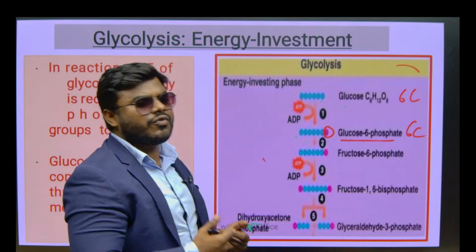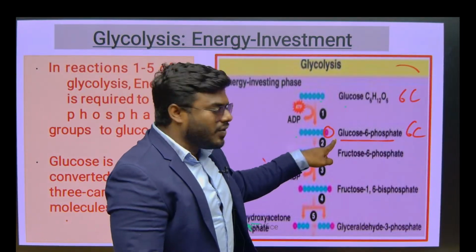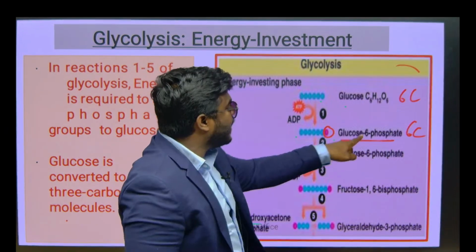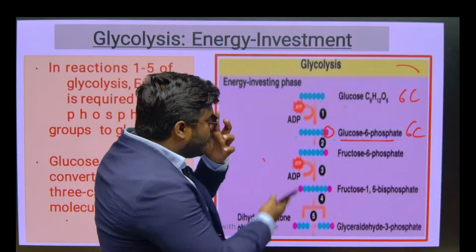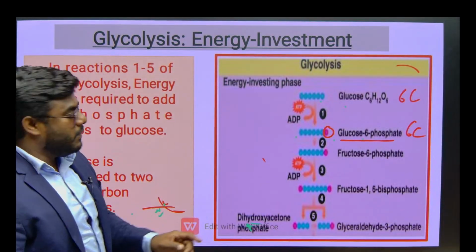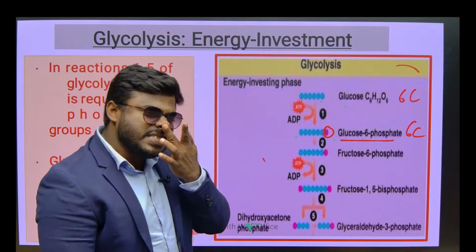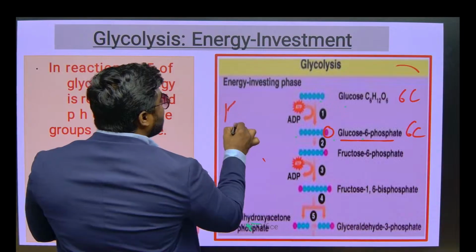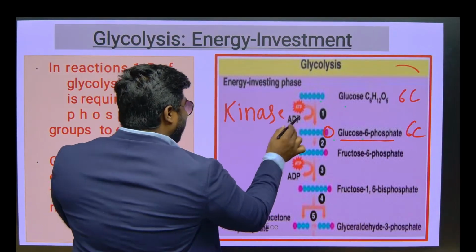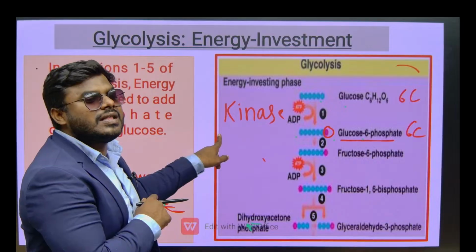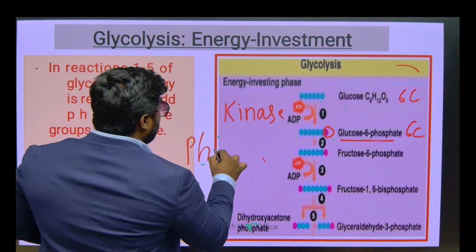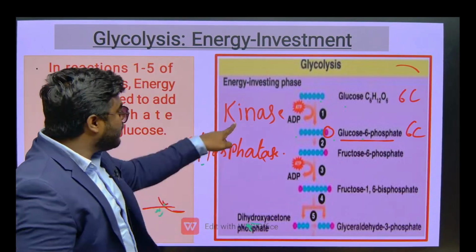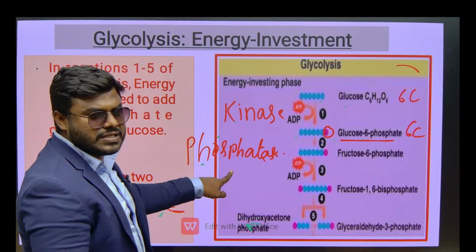Correct na? Now all of you remember, glucose converted into glucose 6-phosphate, which means you all told that there is an addition of phosphate group at which carbon? 6 carbon. Now my question is, who will add that phosphate? Enzyme. So always remember as a shortcut, the enzyme which adds the phosphate is called kinase. The enzyme which removes the phosphate is called phosphatase.